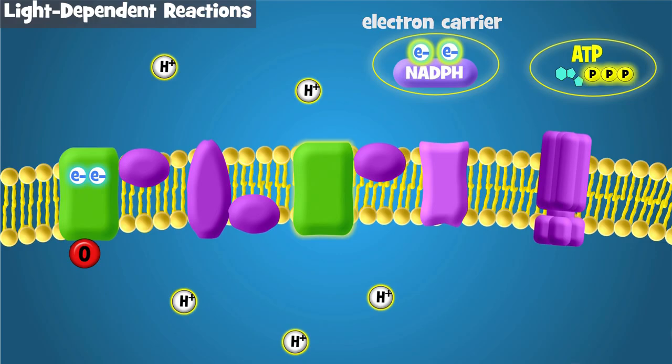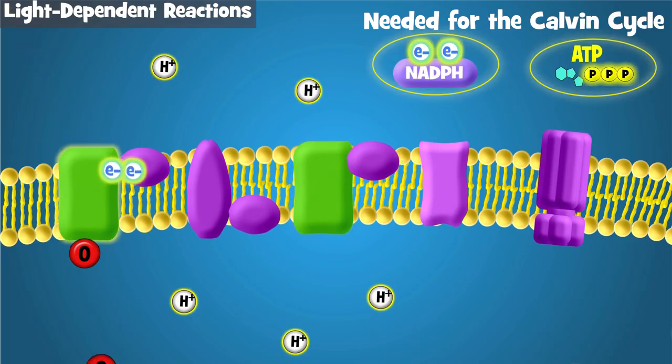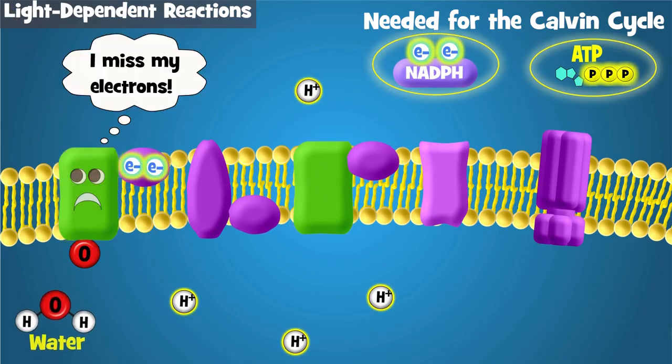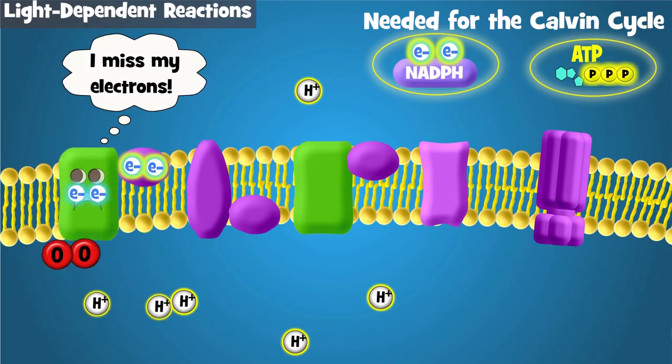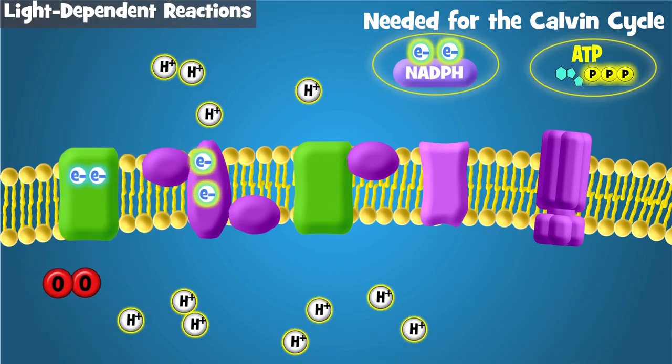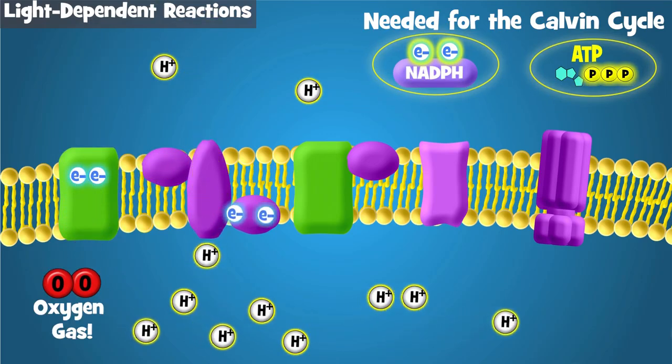It carries electrons and hydrogens to the next set of reactions in photosynthesis, the Calvin cycle. Both ATP and NADPH are critical products of the light-dependent reactions that are needed to make sugar in the Calvin cycle, which we will examine in our next video.